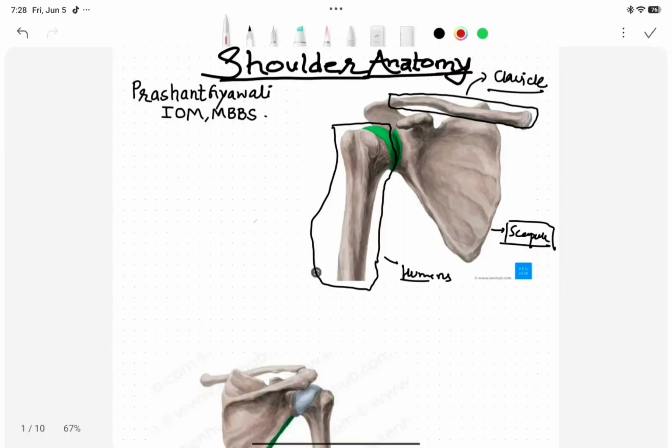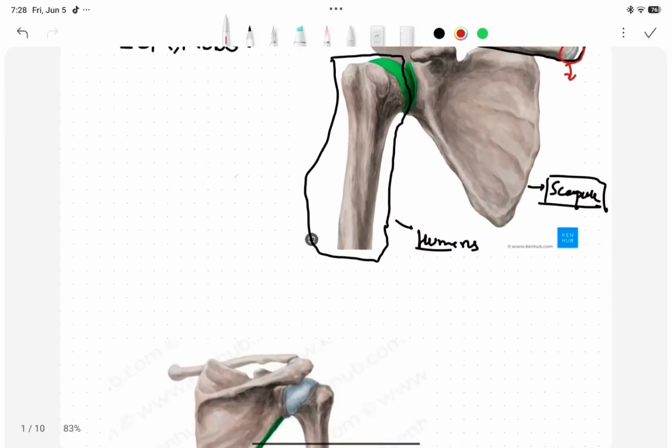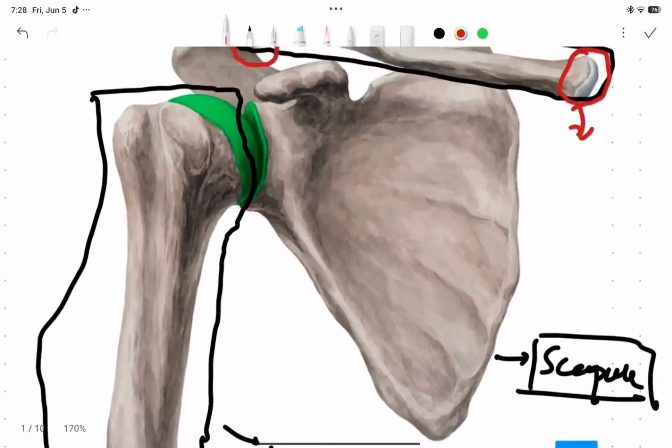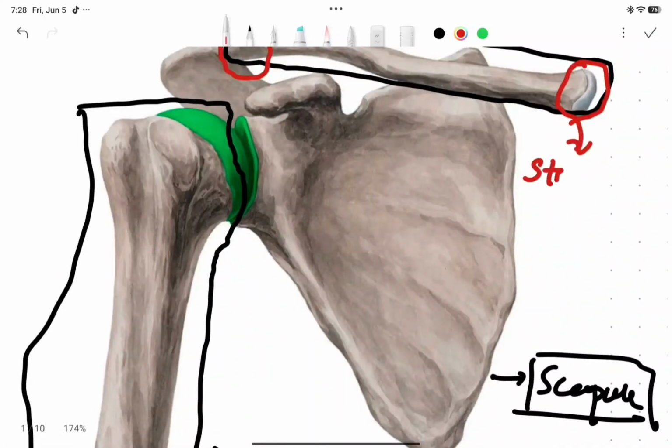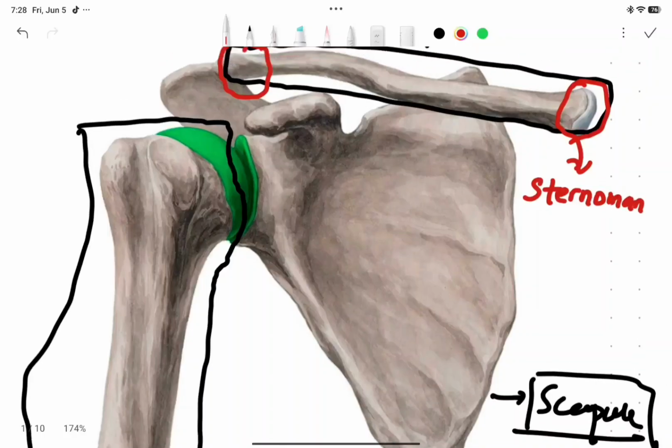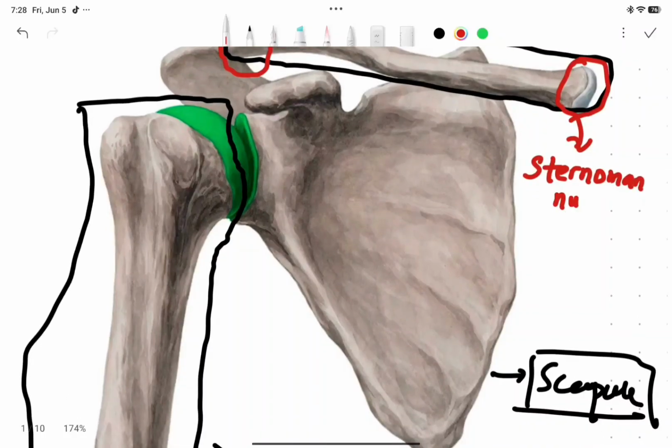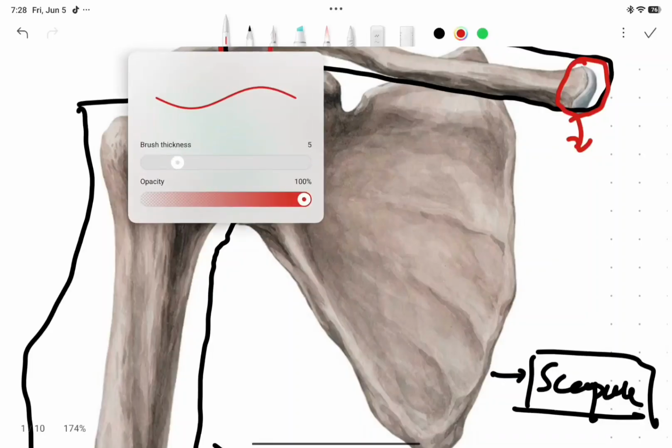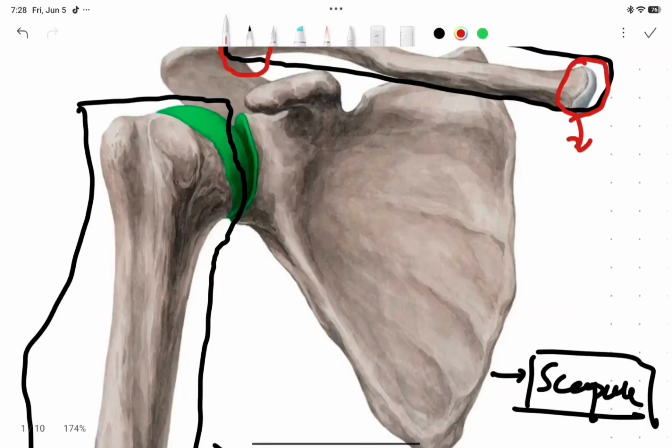This is the lateral side of the clavicle, and this is the medial side. The medial side articulates with the manubrium of the sternum to form the sternoclavicular joint, which is a saddle variety of synovial joint.